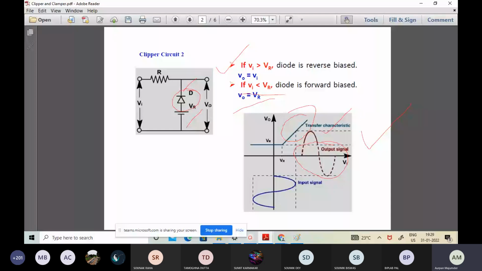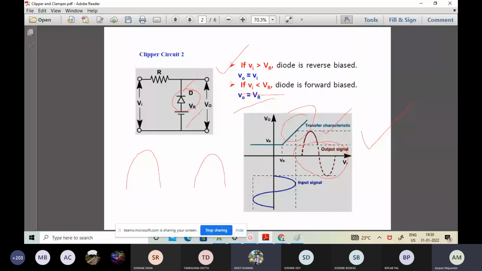So V0 becomes equal to Vr in that particular zone. That is, the output will be something like this. Likewise, you have a negative clipping, meaning that the reverse part is completely clipped off along with some portion from the positive half as well. That all depends on the corresponding DC potential that you are applying in series with the diode, that is VR. So that is another kind of clipping circuit or wave shaping circuit, as you can check on your screen.